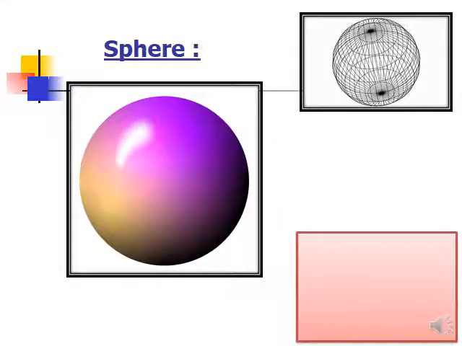We have the sphere. A sphere has 1 face, and a sphere has 0 vertices and 0 edges.